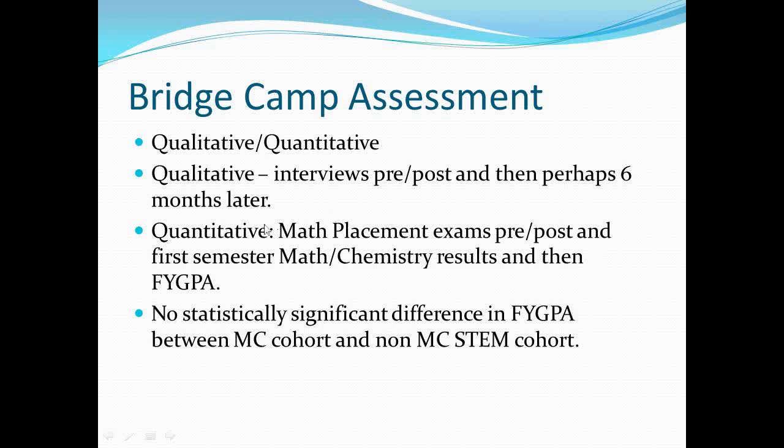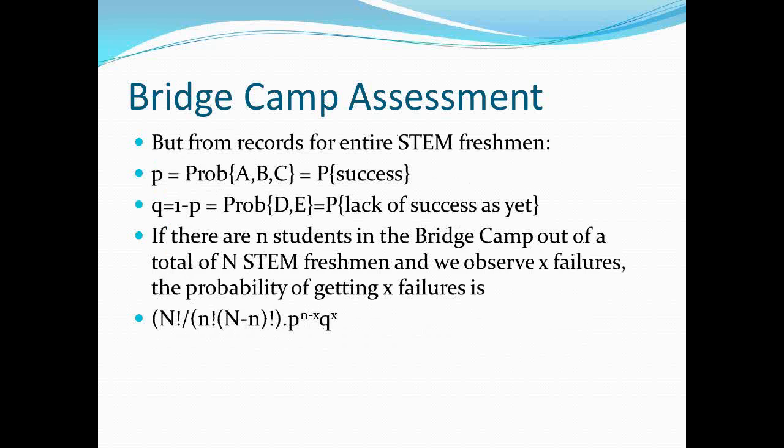When we look at our results from 2011 and 2012, and we've done a bit of the analysis from 2013, there's no statistically significant difference in the first year GPA between the math camp cohort and the non-math camp STEM cohort. That's for 2011 and 2012. So you look at the first year GPA of those students who did the math camp and all the STEM students who didn't do the math camp, and there's no statistically significant difference in the first year GPA. Can we have the next slide, please?